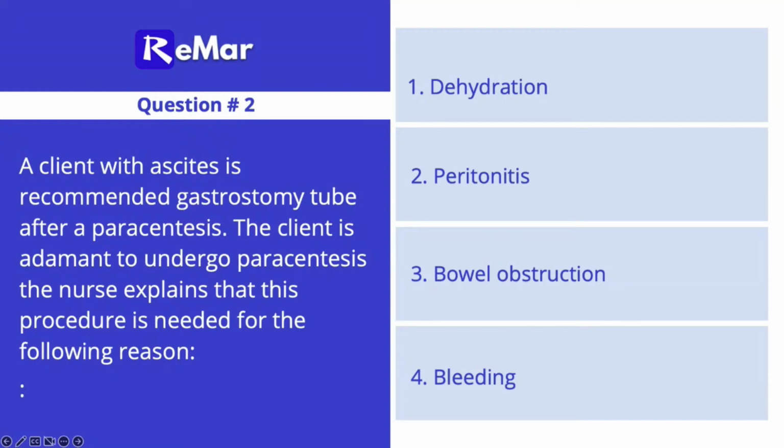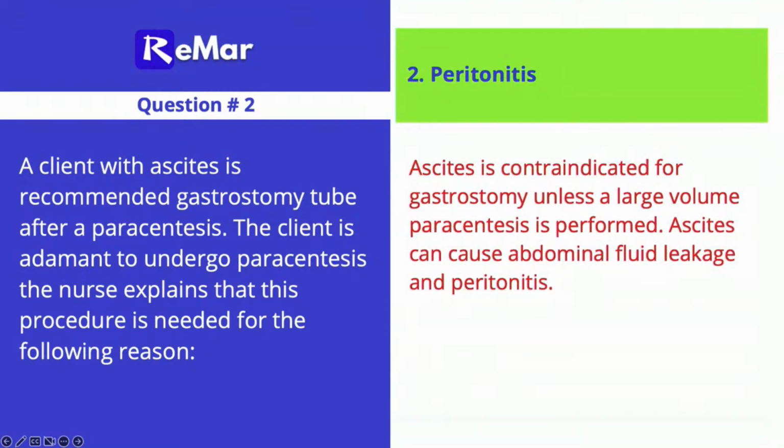Let me reveal the correct answer, and I will allow you guys to make comments on it or ask me questions about it. The correct answer is going to be peritonitis. Ascites is contraindicated in the gastrostomy, and I mentioned this during the lecture, because the abdomen is filled with fluid.